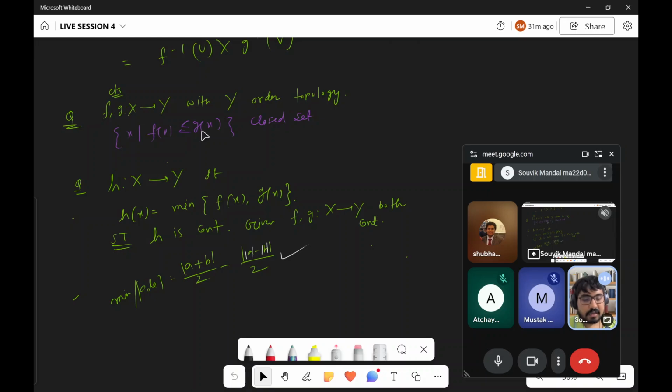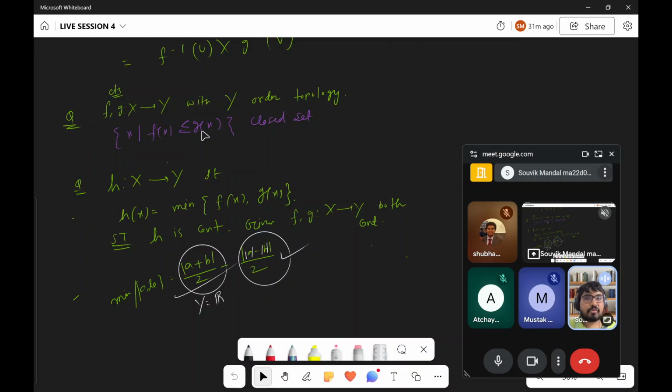Now the point is that if our Y is equal to R, then we can directly use this formula. But in topology we cannot do addition and subtraction, right? Still the same result holds, that the minimum of two continuous functions is also continuous. We have seen this in real analysis also. But here in topology you need to use the gluing lemma, and for that you need to use this previous exercise. You need to use it trickily.